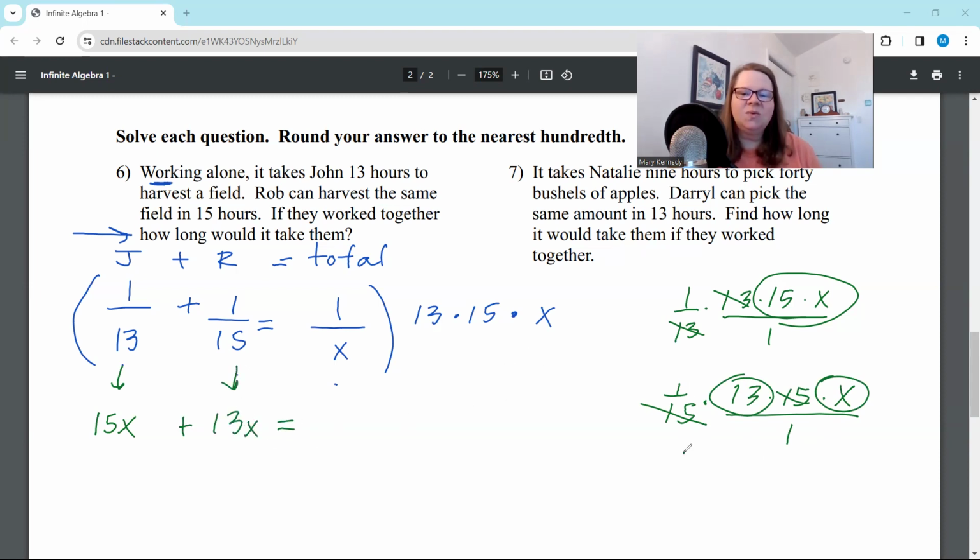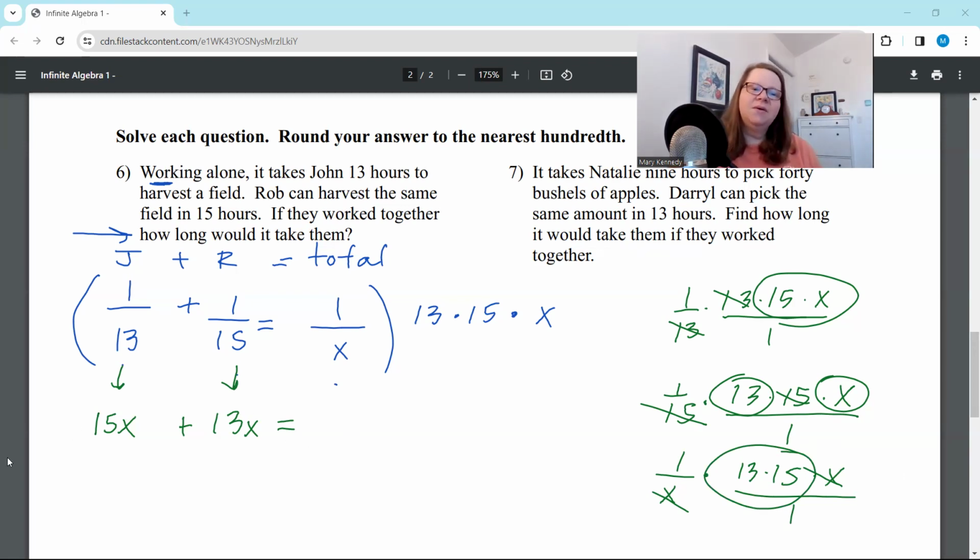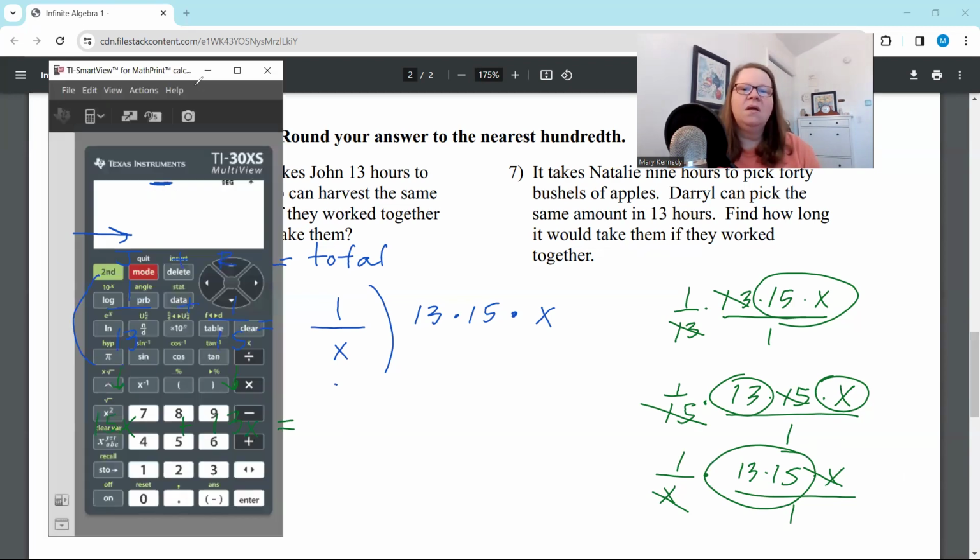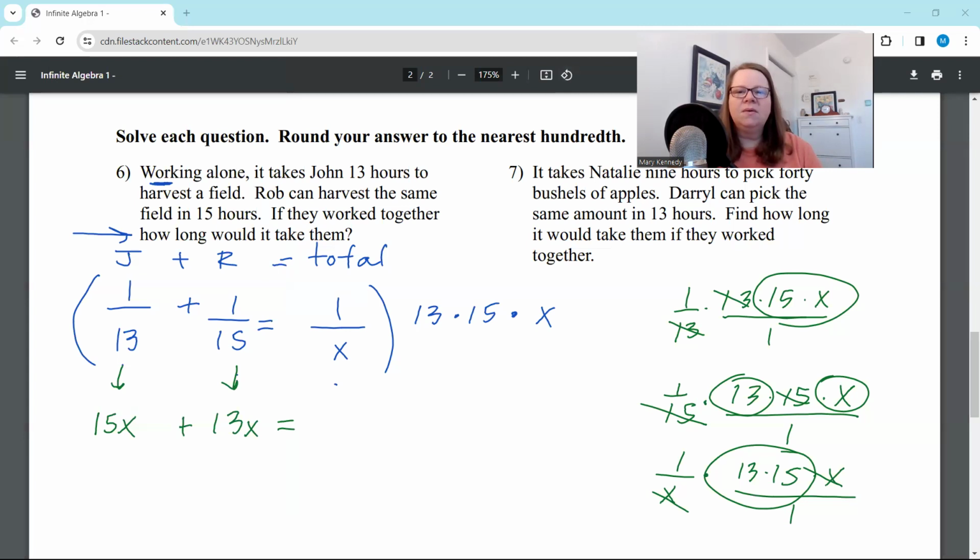All right, let's do the last one, 1 over X, and not equals. We're going to multiply that times 13 times 15 times X. And so we can see that the variables, the X's, would actually cancel, and we're left with 13 times 15. So let's see what that is. 13 times 15. Let me pull that over. Let me turn off my pen. Okay, 13 times 15. 195. Okay, so this is equal to 195.